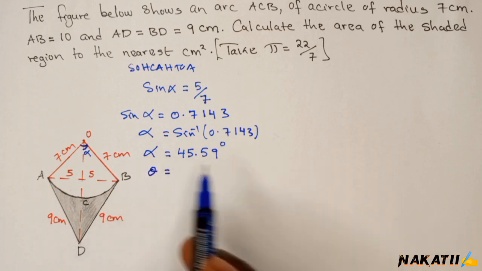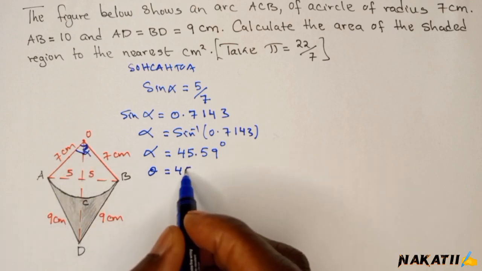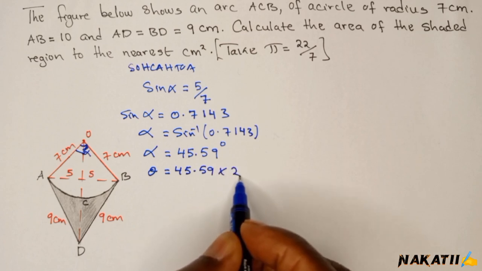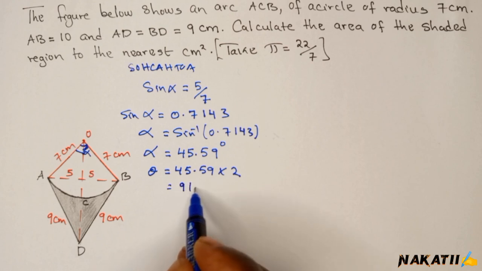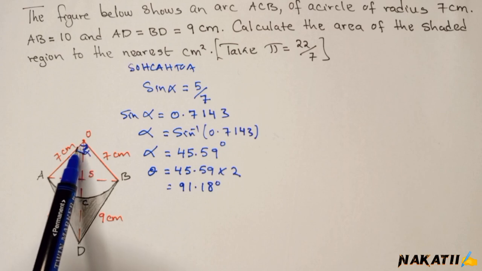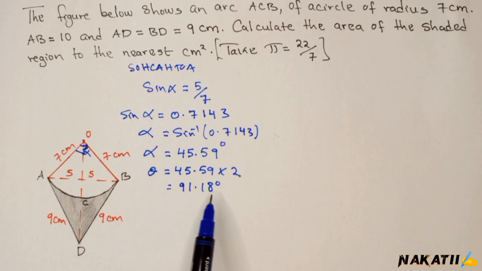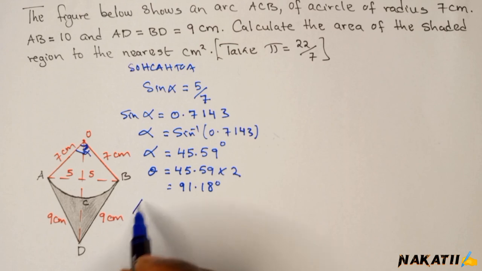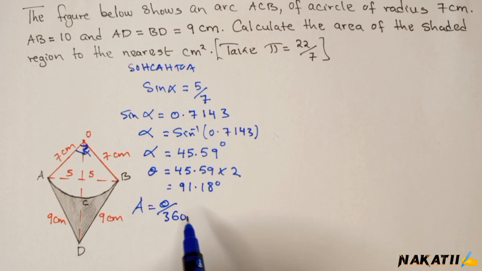Theta will be equal to, this angle is the same as this angle here. Therefore it will be 45.59 multiplied by 2, which will give us 91.18 degrees. This is the angle of this sector. The angle subtended by this sector is 91.18. After getting the angle of the sector, we can get the area of the sector. We say area is theta over 360 times pi r squared.